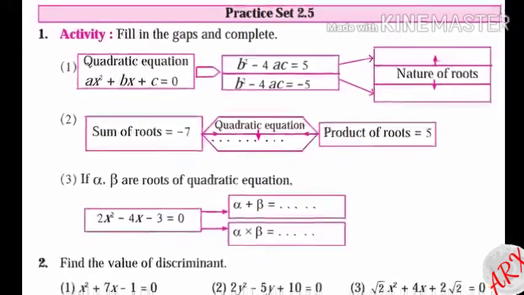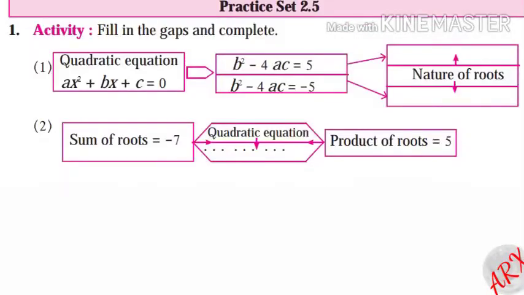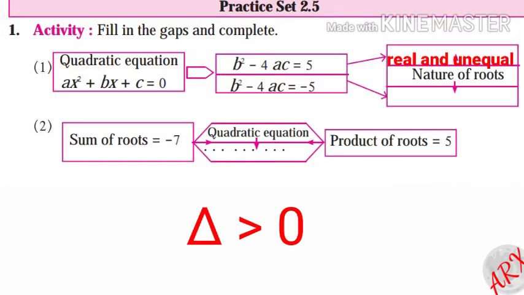Now we will move on to practice set 2.5. Question number 1. Fill in the gaps and complete. First, quadratic equation ax square plus bx plus c equal to 0. b square minus 4ac equal to 5. That is delta is greater than 0, so nature of roots will be real and unequal. Now b square minus 4ac equal to minus 5, so delta is less than 0, so nature of roots will be not real.